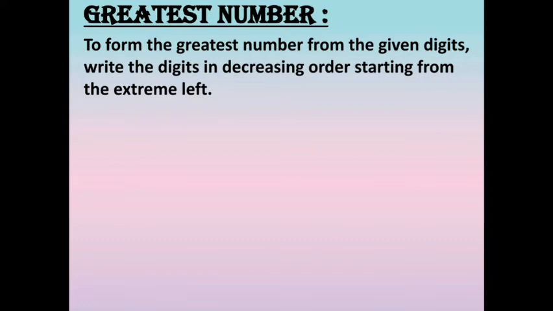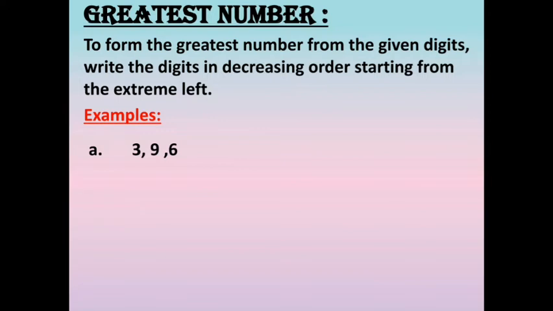Greatest number. To form the greatest number from the given digits, write the digits in decreasing order starting from the extreme left. So you have to write from the big digit to small digit. If all the digits are given, you have to write from the big digit to small digit. Now quickly we will see some examples.